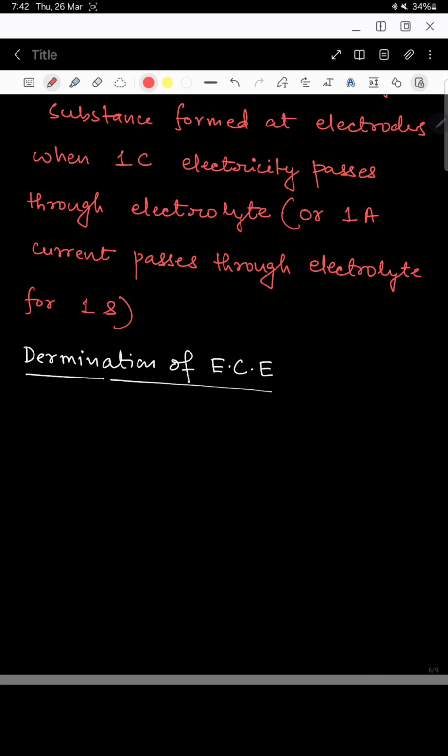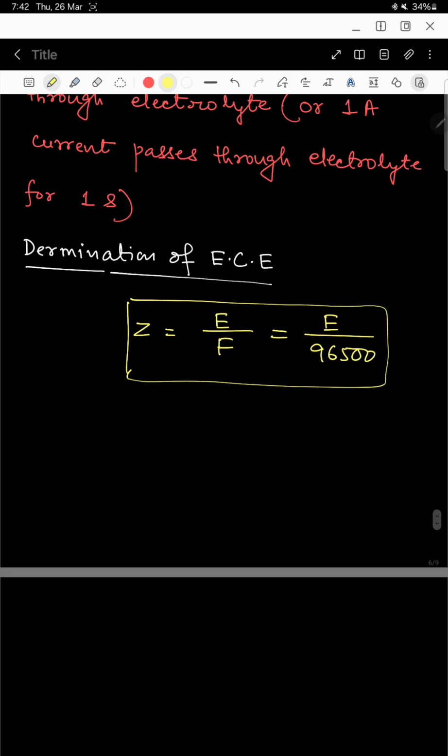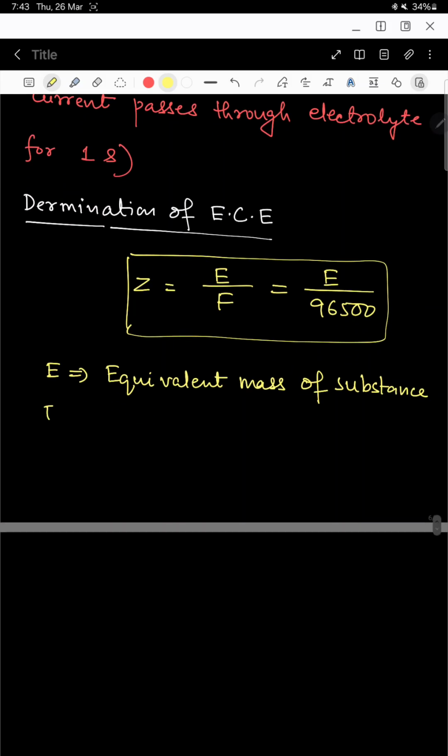Now I could say straight away that the formula for electrochemical equivalent Z is E upon F, or we can say E upon 96500. Here F is 1 Faraday, which is equal to 96500 coulombs, and E is the equivalent mass of the substance that is getting deposited, obviously.